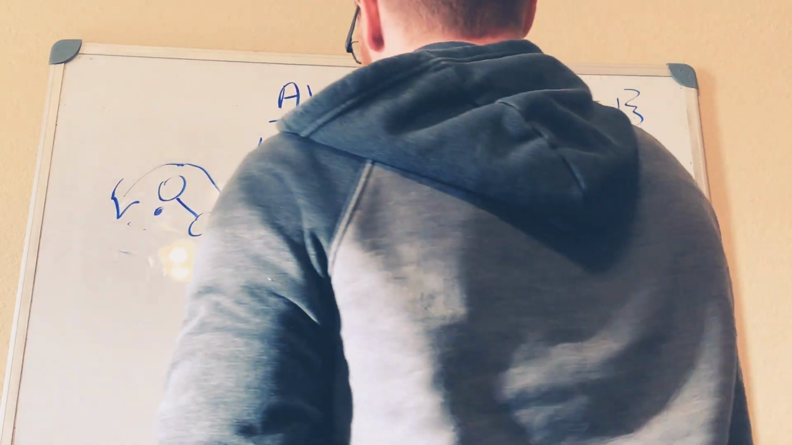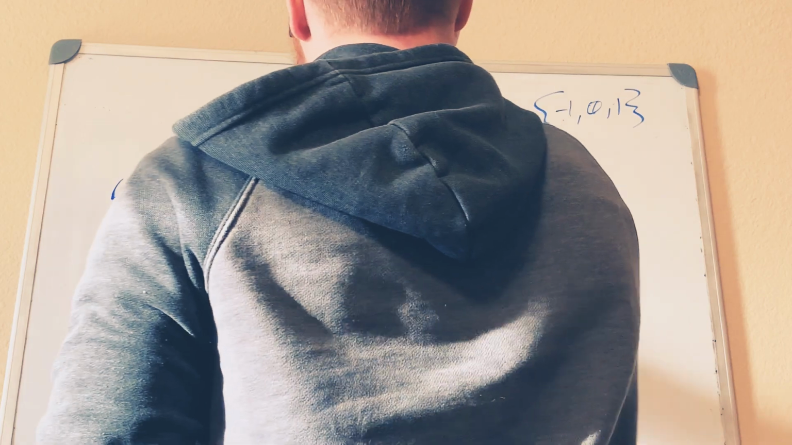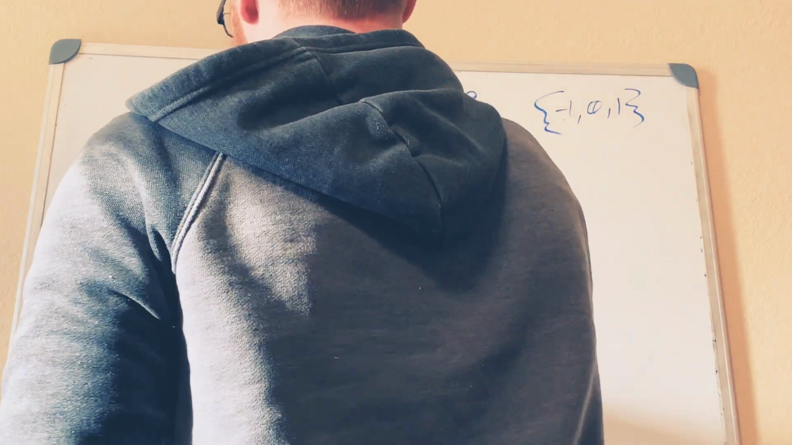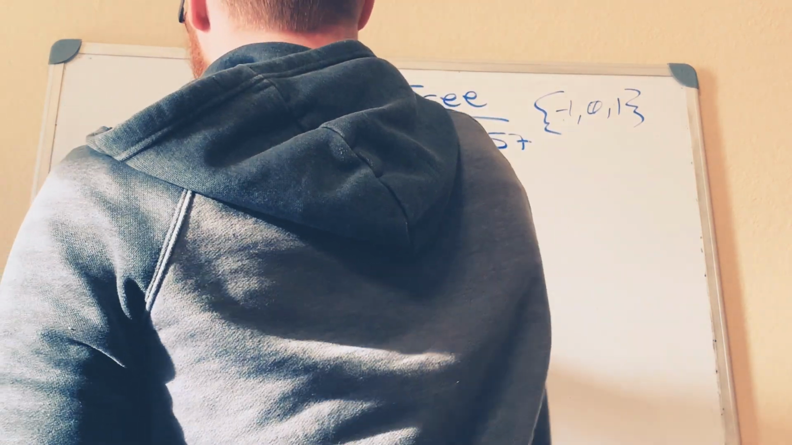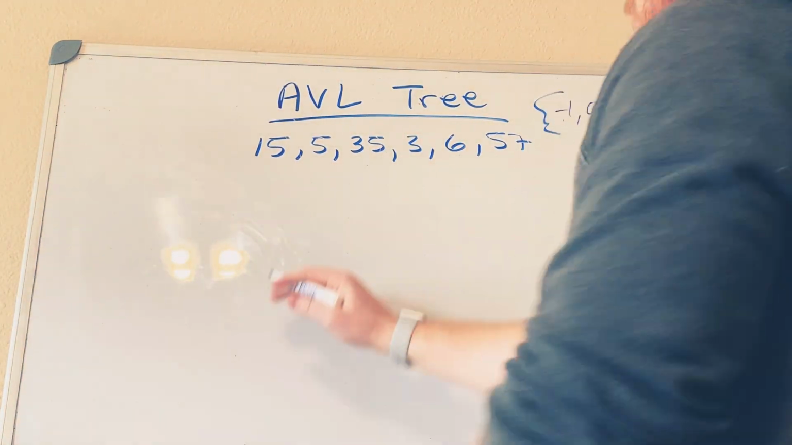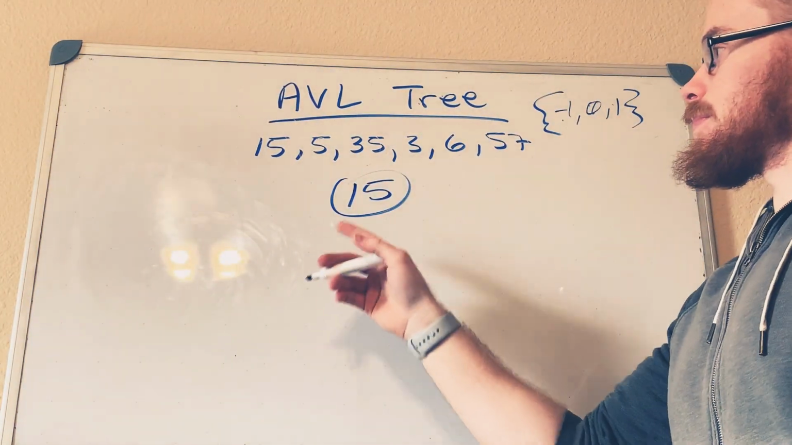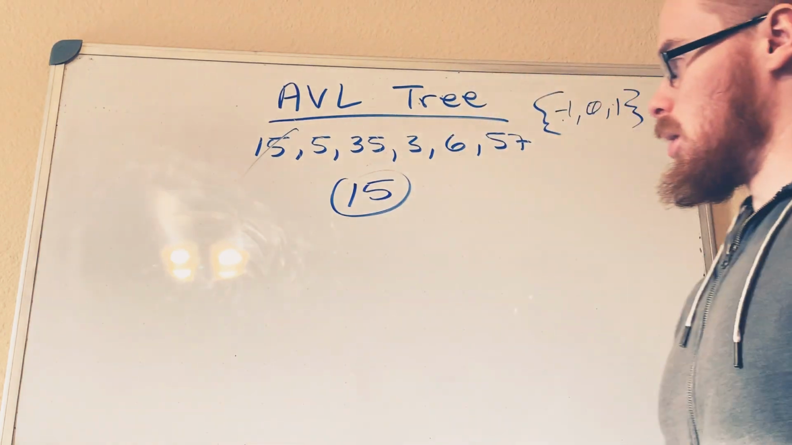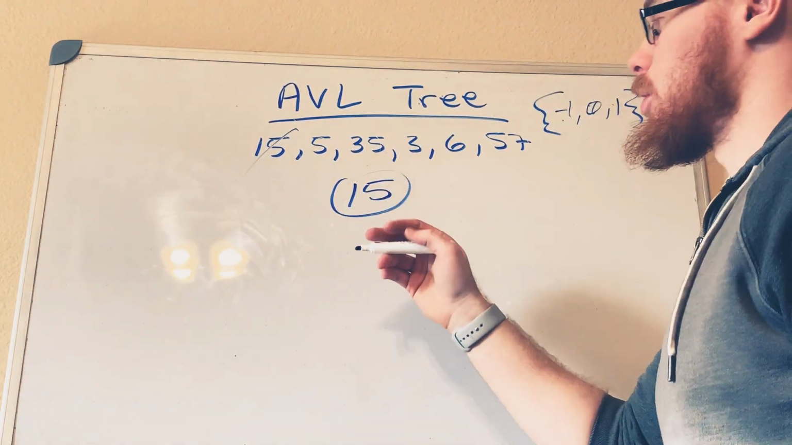the AVL tree. So the AVL tree is basically using this concept that we just talked about. It's keeping that tree balanced. So let's actually dive in. Let's start with 15. Insert 15 into the tree. It's going to be the root node. Let's check its balance every time we insert a node.